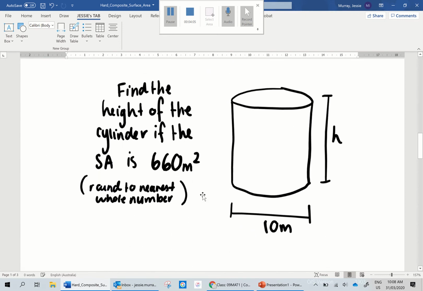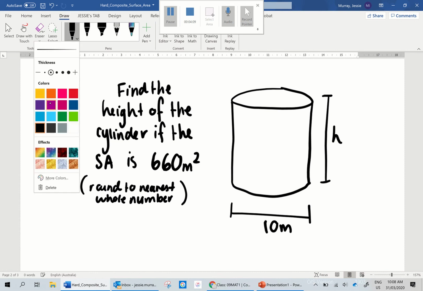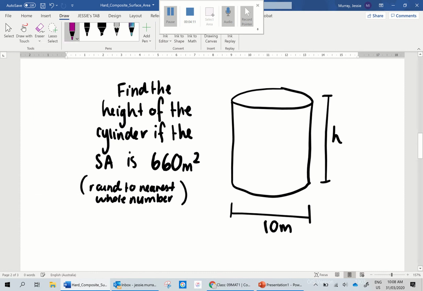Find the height of the cylinder if my surface area is this. What a great question. If you're not sure about it, what do you start with? Just start with your formula, okay? We know that surface area equals 2 pi r squared plus 2 pi rh. Sub everything you know in. I know 660 is here. 2 pi, my radius is 5.